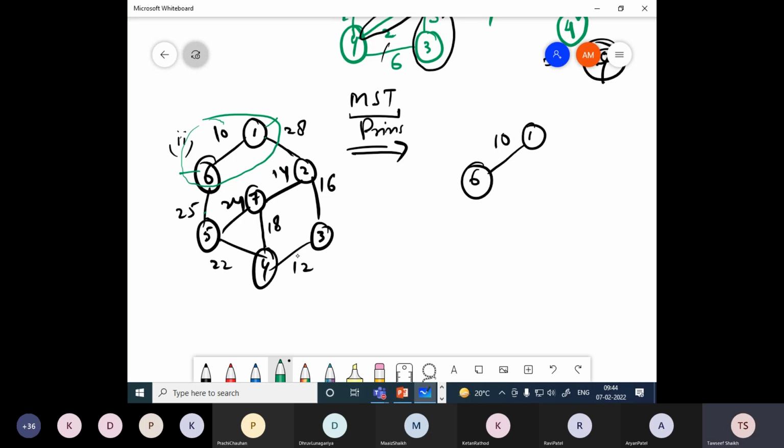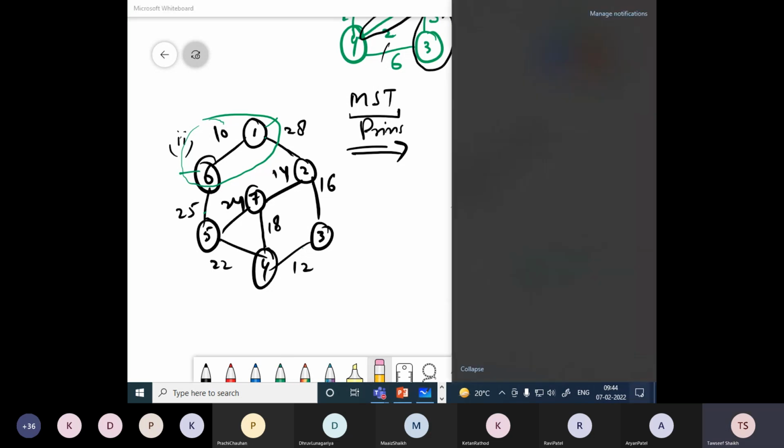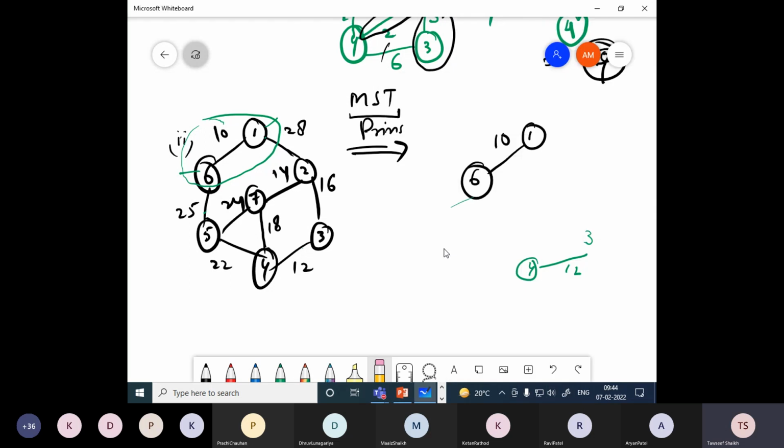Okay, so we can't take this 12, because if we take this 12, it will become like 3 and 4. This will be here 12, and there is no connection between the two edges. Prim's says either it should be connected in this direction or it should be connected at these vertices. So we can't take this one. We have to take the one which is connected to the previously taken edge.